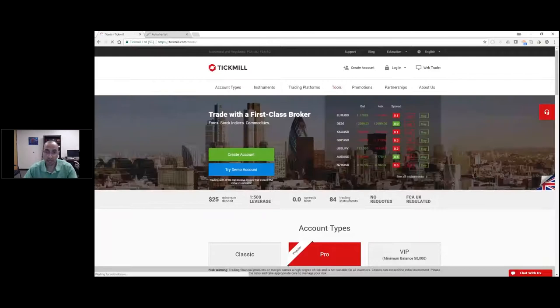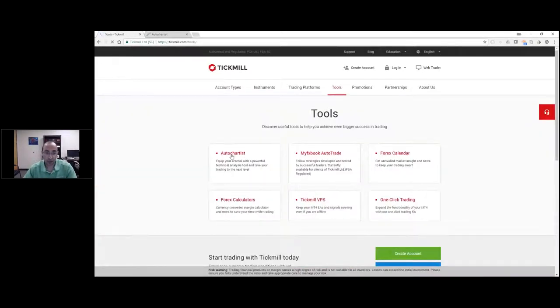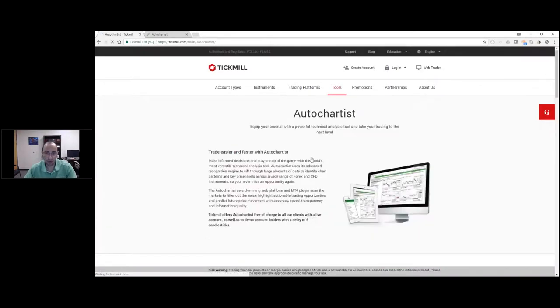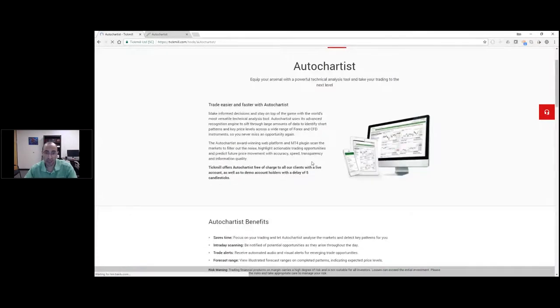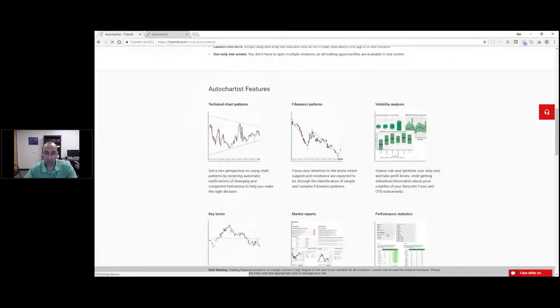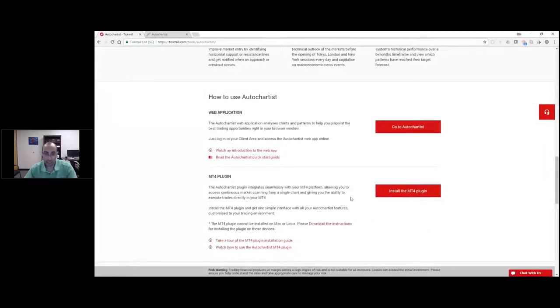You go on to trading, you go on to the tools menu on the Tickmill website, and then you click on Autochartist. And once you click on the Autochartist button, you will get some information about the Autochartist analysis suite. If you scroll towards the bottom of the screen, you will get a download for an MT4 plugin, which is the component that I'm going to be using today. I'll also be using the Autochartist web application. So again, no need to buy anything or subscribe to anything. This tool is freely available to you if you're a live account holder at Tickmill.